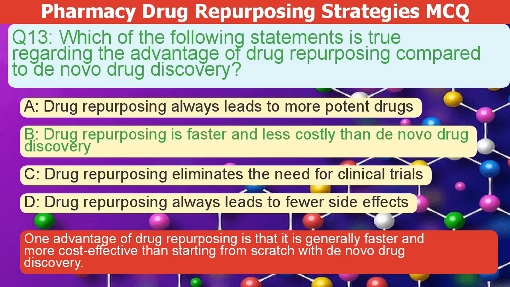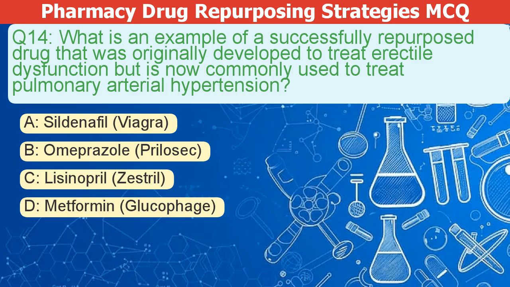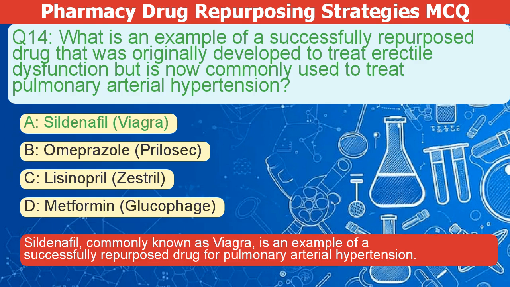One advantage of drug repurposing is that it's generally faster and more cost-effective than starting from scratch with de novo drug discovery. What's an example of a drug successfully repurposed from treating erectile dysfunction to treating pulmonary arterial hypertension? A. Sildenafil, also known as Viagra. B. Omeprazole, also known as Prilosec. C. Lisinopril, also known as Zestril. D. Metformin, also known as Glucophage. The correct answer is A. Sildenafil, commonly known as Viagra, is an example of a successfully repurposed drug for pulmonary arterial hypertension.